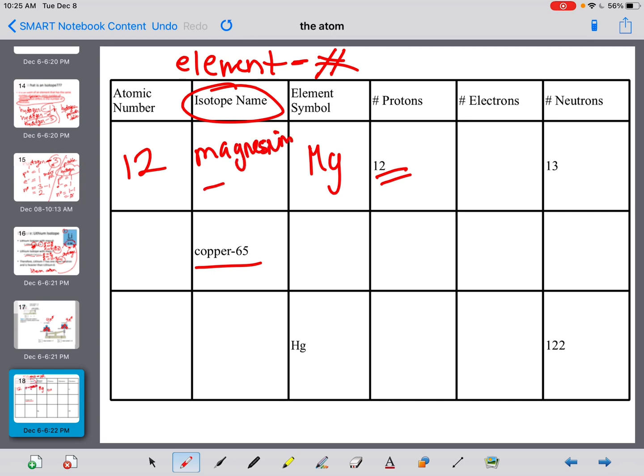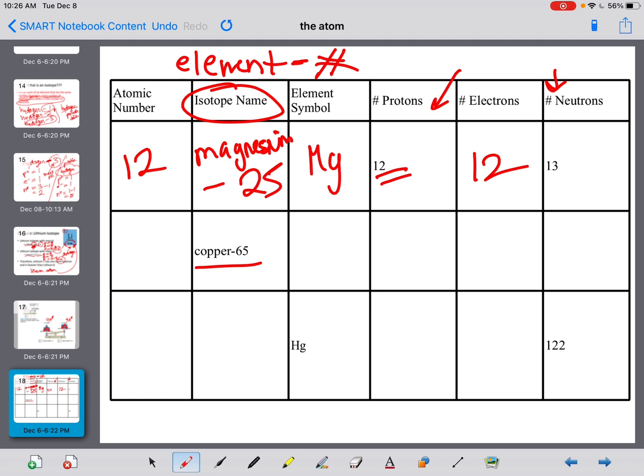I can't even squeeze it in here. Dash. So imagine this dash was there. And we need the mass number. Because we have the number of protons and neutrons, we can calculate the mass number, because we know that the mass number is those two things added together. So the number of electrons should be equal to the number of protons.